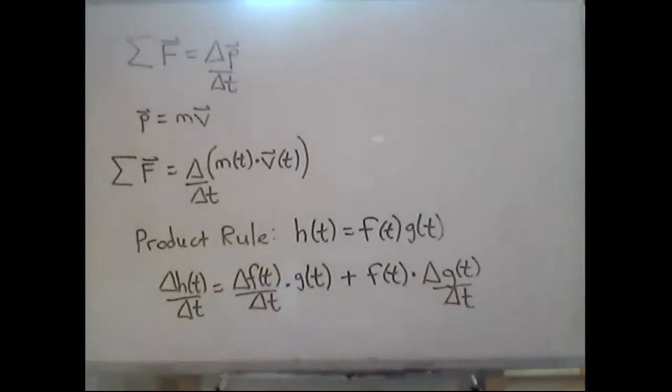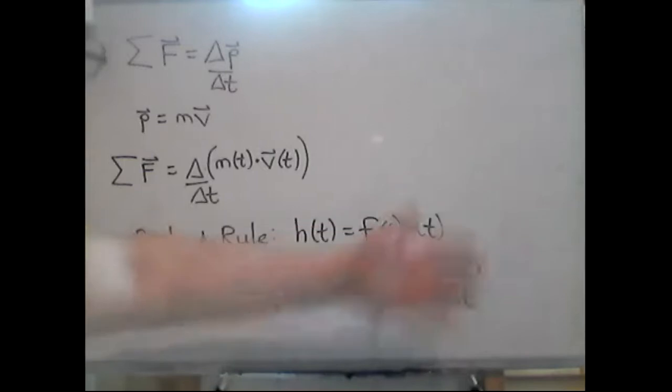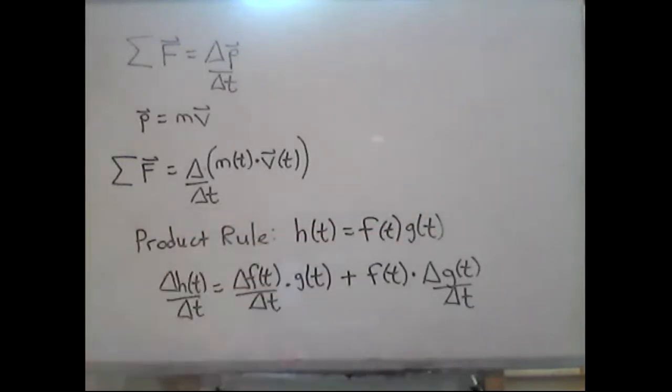And if I had three functions, let's say h was f times g times j, I'd have three terms. I'd have the term where it's f's turn, the term where it's g's turn, and a third term where I'd leave f and g alone, and I would do the operation on j. And that's how the product rule works.